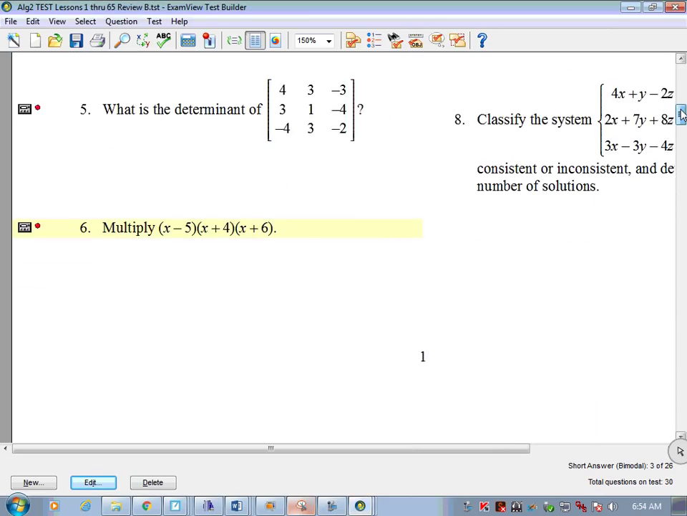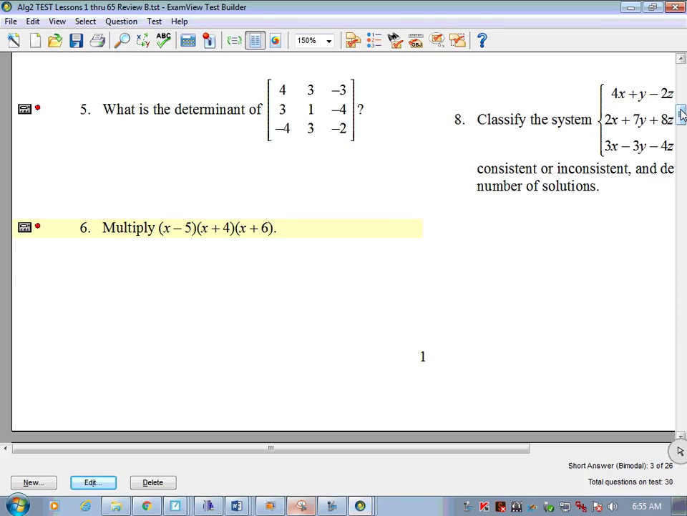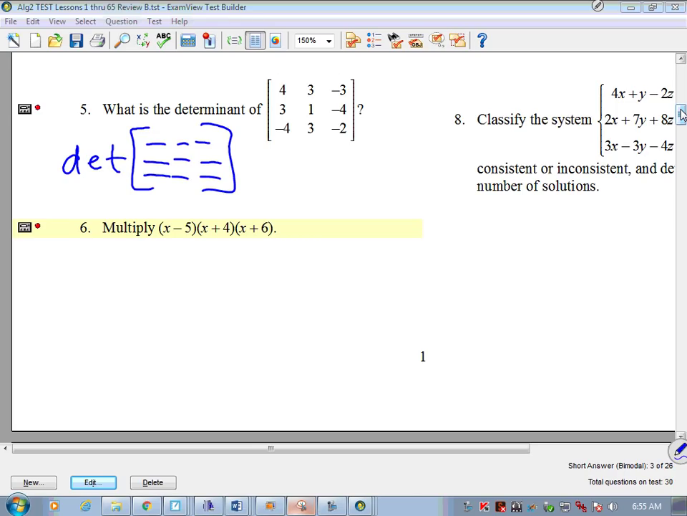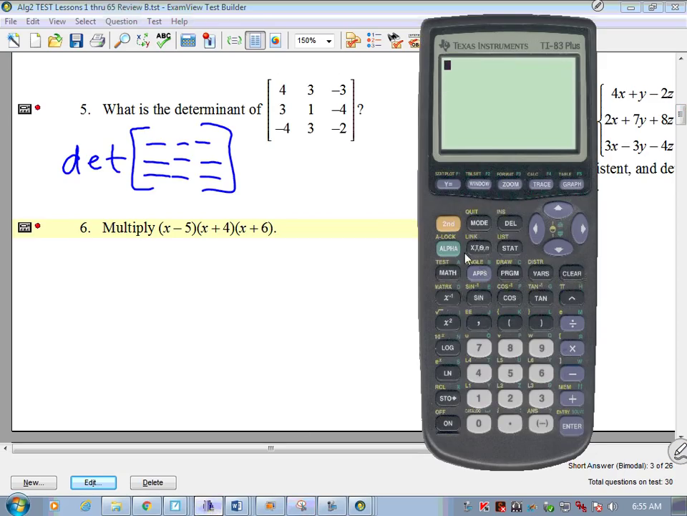Okay, number 5, what is the determinant of? Okay, so we've got a 3 by 3 here. If we're wanting to find the determinant of this, this is where we're actually going to go into our graphing calculator. So in the end, what you're going to end up writing is DET with this box. We're going to go through how to actually get the determinant, because the written out way is much too time consuming for us to be effective at it.